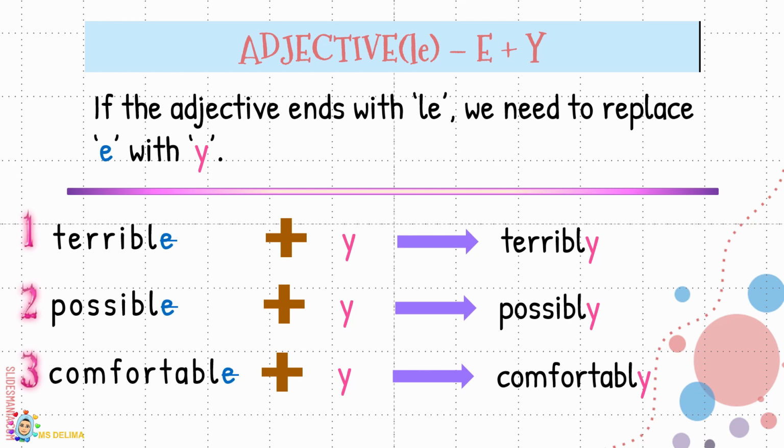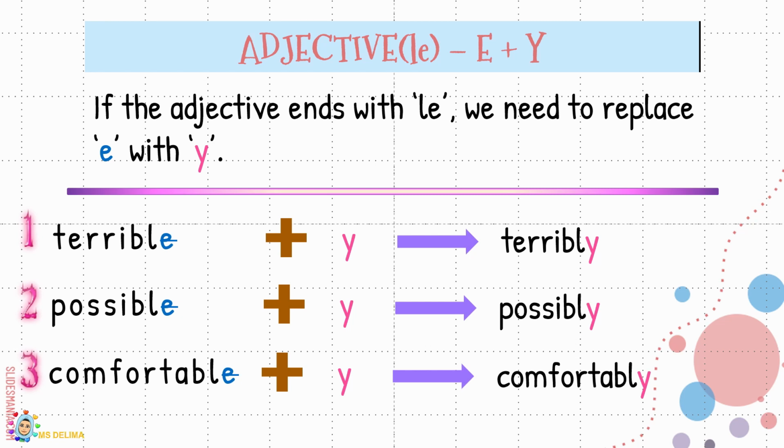The next one is, if the adjective ends with le, we need to replace e with y. Once more, if the adjective ends with le, we need to replace e with y. The first example is terrible. The word terrible ends with e, so we replace e with y and then terrible will become terribly.